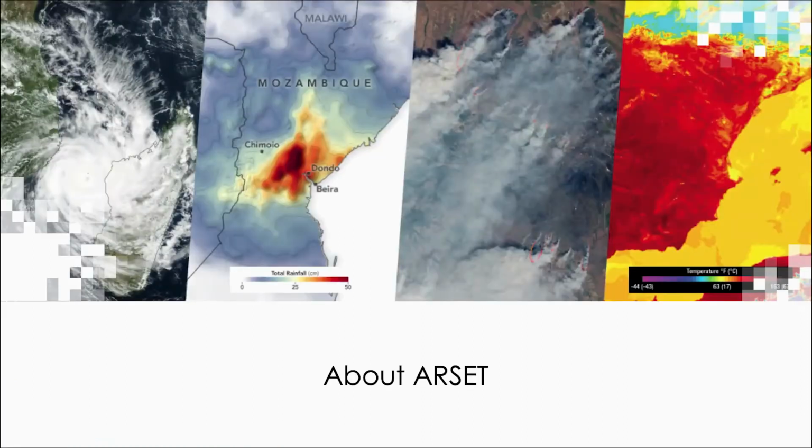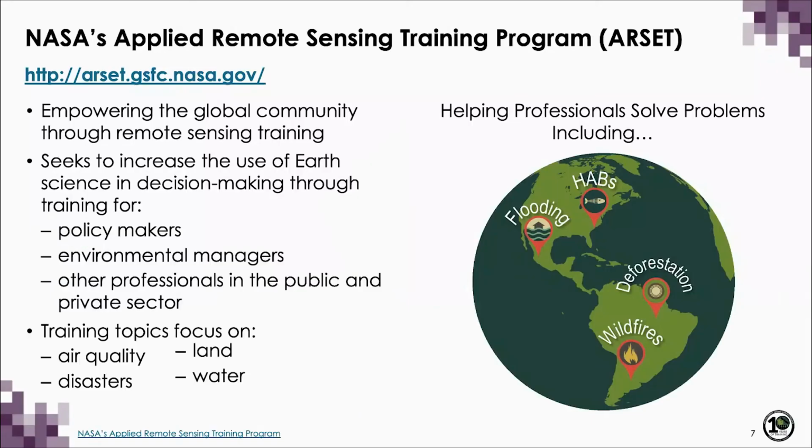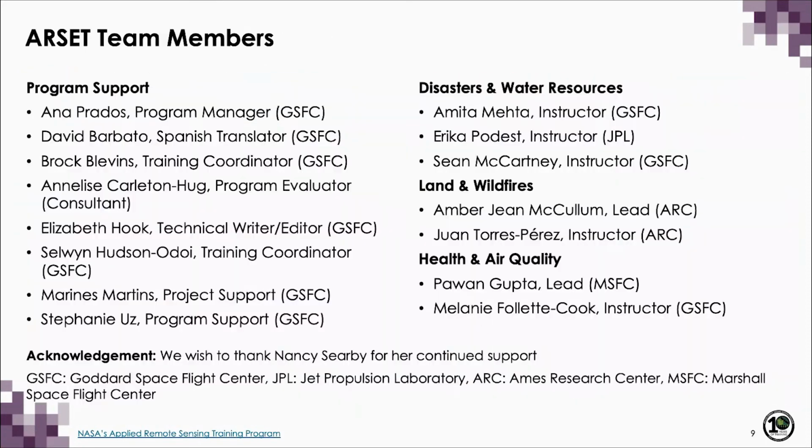To start with, we'll have an introduction to ARSET. ARSET is set up to empower the global community through remote sensing trainings, and it seeks to increase the use of earth science in decision making through training for policymakers, environmental managers, and other professionals in these themes: air quality, disasters, land and water, as shown here. These are the themes, and we have a team. We have instructors located at several NASA centers as listed here, and we have a support group that helps us plan the training.